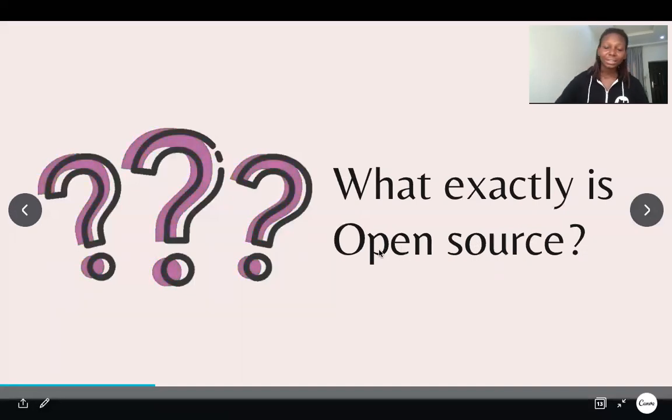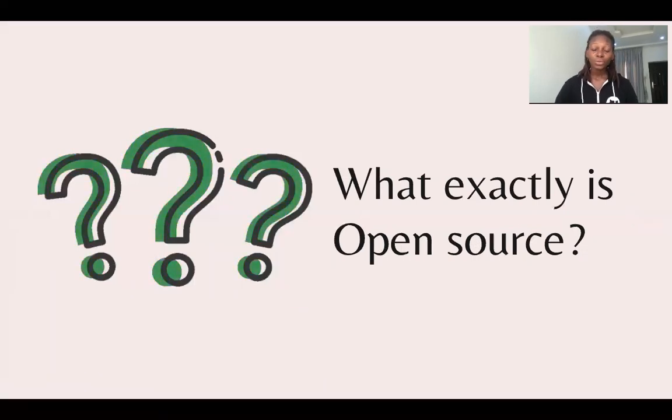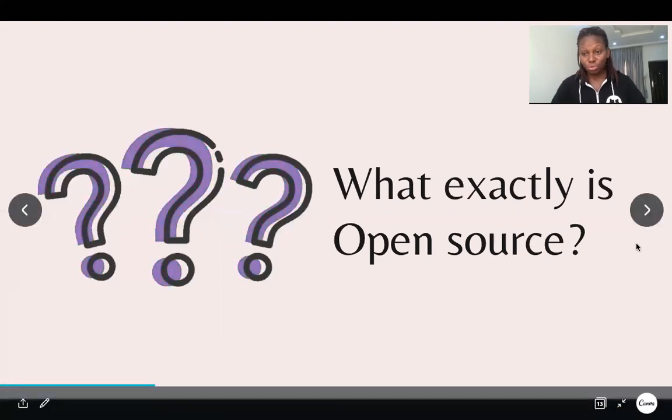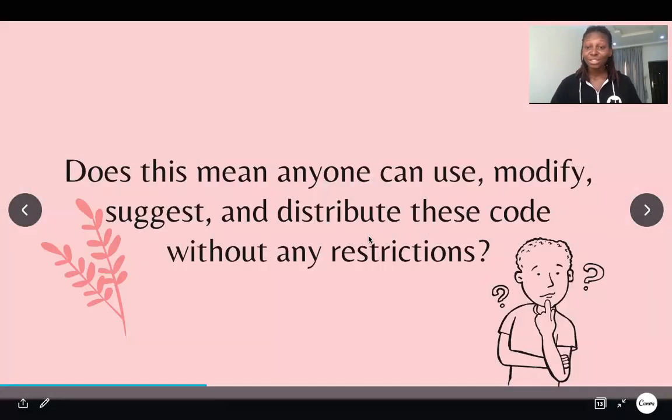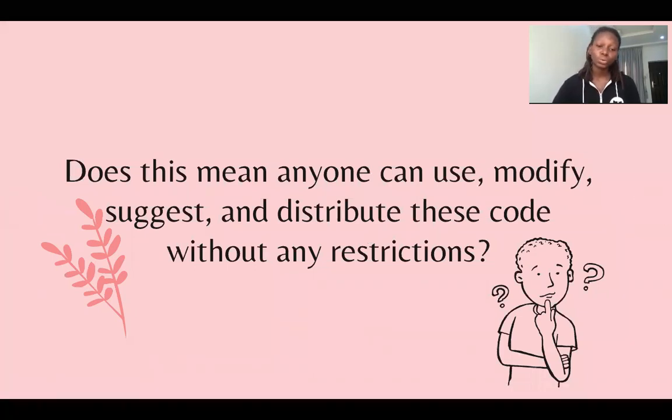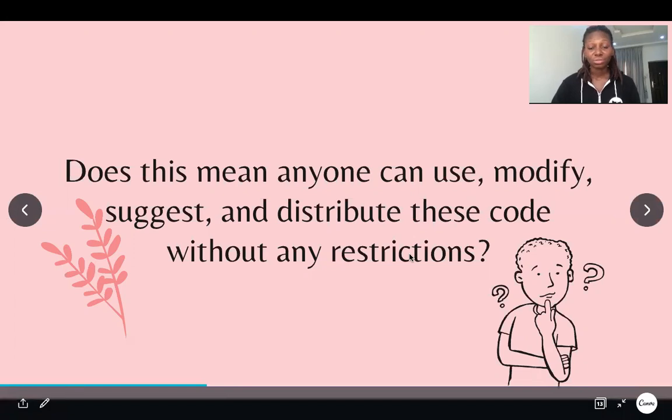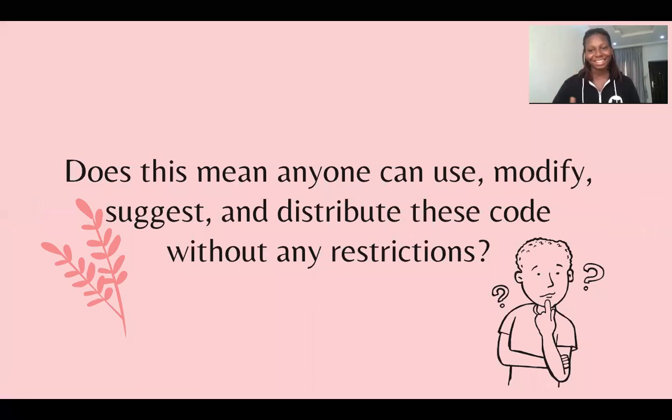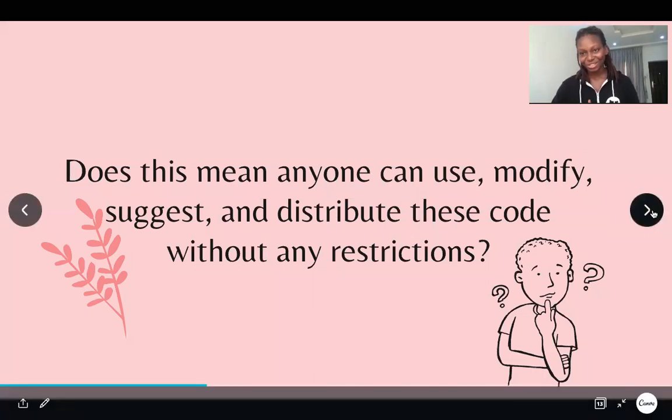Well, it's easy. Open source is software that has its code and license designed to be publicly accessible, which means you can use, modify, suggest, and also distribute this code without restrictions. But yes, you can still open source code. That is what you should know.